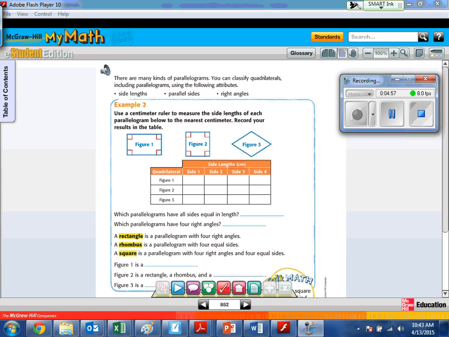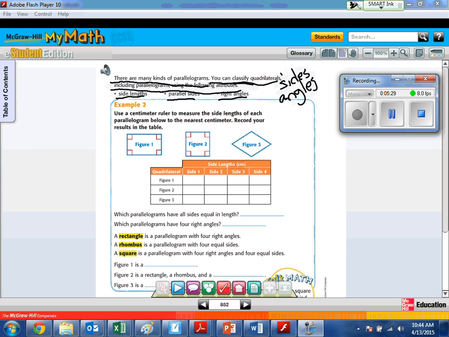Now, if we look on the back side of our paper, we're going to see that there are many kinds of parallelograms. You can classify quadrilaterals, including parallelograms, using the following attributes. Remember, attributes are our sides and angles. Okay? We can look at the side lengths to classify them, parallel sides, and right angles. So now, using that information, let's take a look at example number 2.